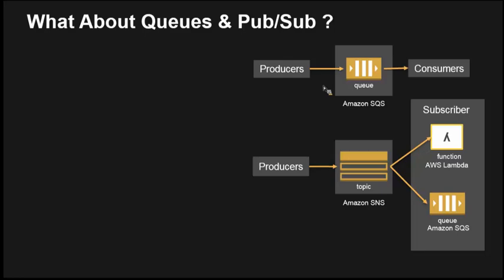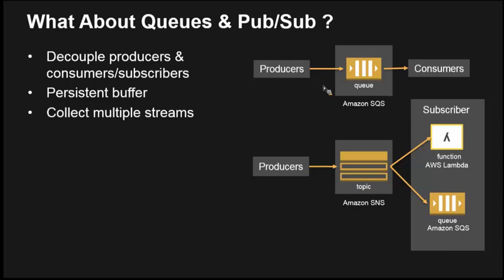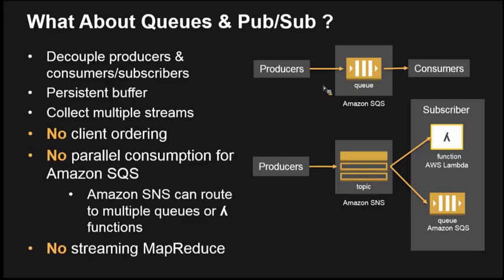So often I get asked the question, what about queues and PubSub? How does that fit into this? I just wanted to touch on this briefly. Queues and PubSub serve as decoupling mechanisms, they serve as a persistent buffer, and they have the ability to collect multiple streams, but what they don't have is client ordering being preserved. The example I walked through, where the customer abandoned the cart, is hard to build with queues and PubSub.